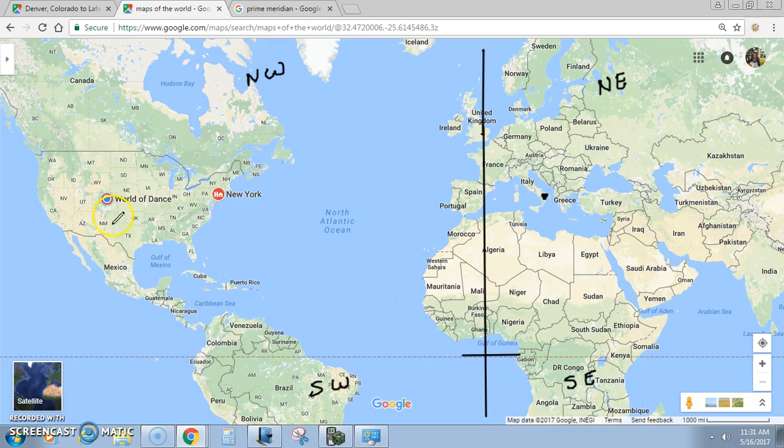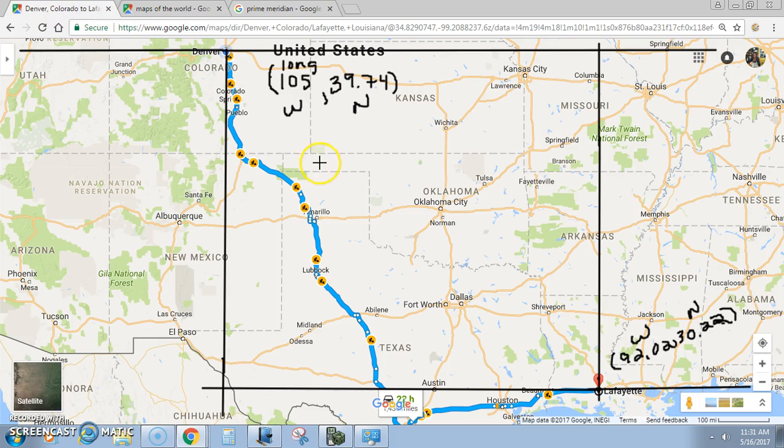So we're about here. Denver's about there, Lafayette's about there. So what I've been showing you is a close-up of what I'm doing over here, okay? So let's go back to that one. If Denver is 105 west, that means this is 105 going this way all the way to the prime meridian, or in the middle of the ocean. I guess it's not in the middle of the ocean, but 105. And here it's 92 over here.